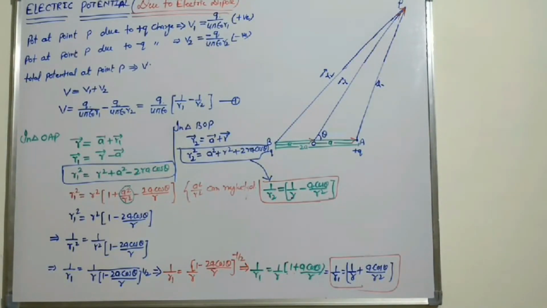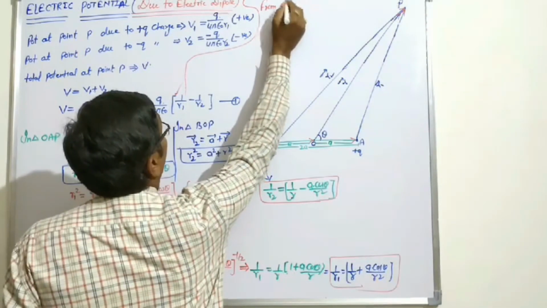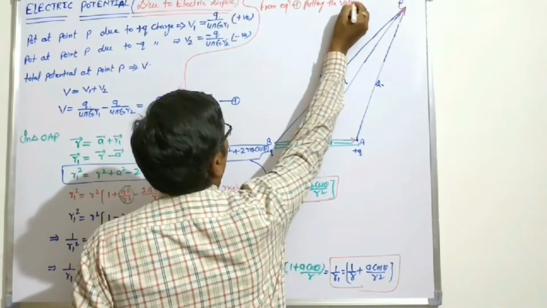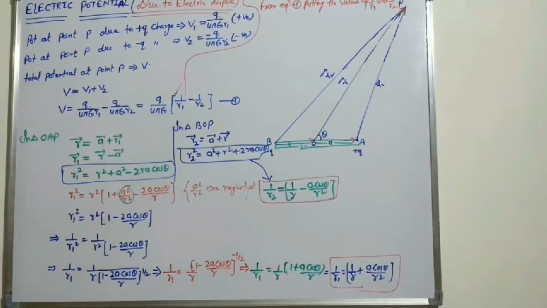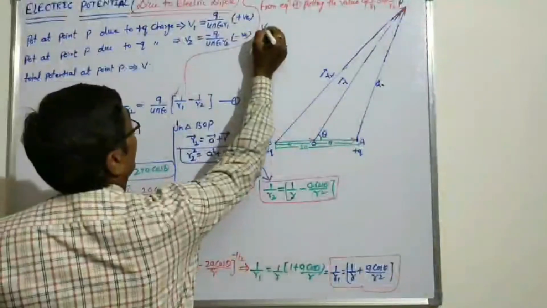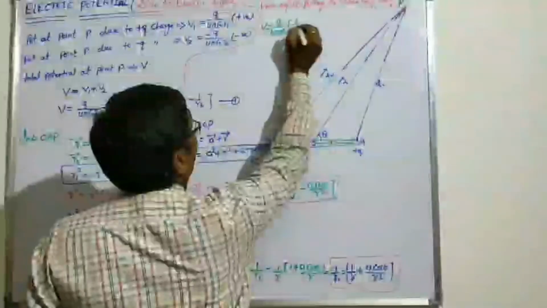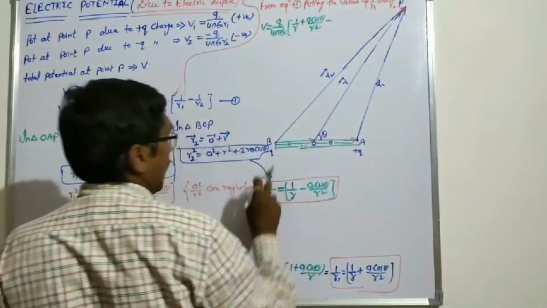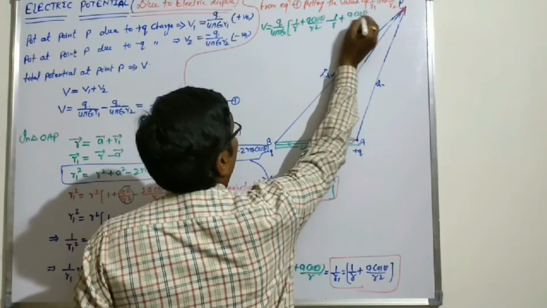After putting the values of 1 upon R1 and 1 upon R2 in equation number 1, we can write: now we get V equals Q upon 4 pi epsilon naught, bracket 1 by R plus A cos theta upon R square, and minus 1 by R, and minus of minus becomes plus, plus A cos theta upon R square.